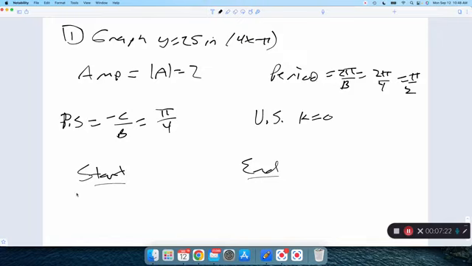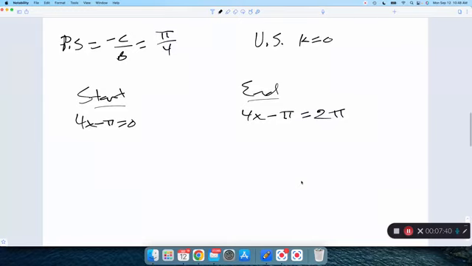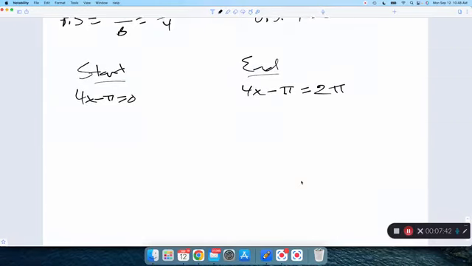So we take the inside, set it equal to 0 and 2 pi. For sine, cosine, secant, and cosecant, start and end is always 0 and 2 pi. Tangent and cotangent are different. We'll get to those in later videos. They have their own rules. Sine, cosine, secant, and cosecant, it's always 0 and 2 pi.